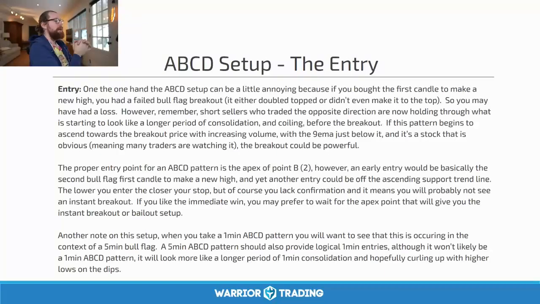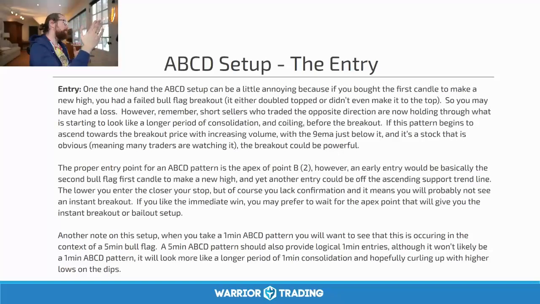But the cool thing about an ABCD pattern occurring on the 1 minute is that it's almost always a 5 minute bull flag, right? Because if an ABCD pattern requires the stock to pop up and then drop down and then pop back up and drop back down and then come back up again, that's so many 1 minute candles that at that point we probably have a 2 or 3 candle 5 minute pattern forming. And so then we have that multi-time frame alignment, where we have a really clean 1 minute ABCD pattern in the context of a 5 minute bull flag.